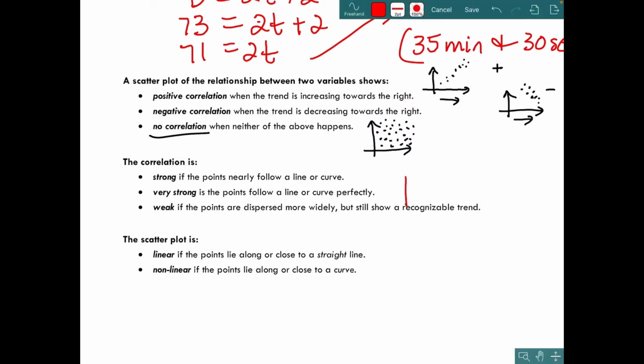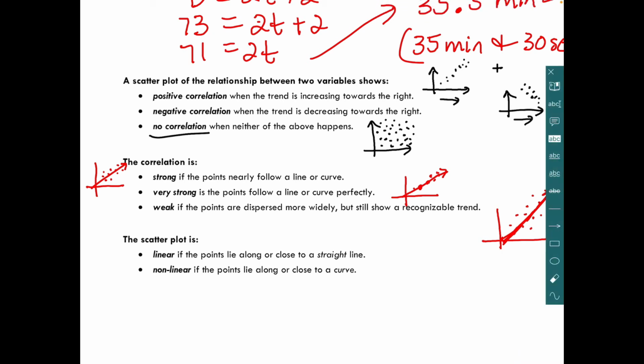So very strong would be something like this. The points are, there's a bunch on the line maybe, and then they're pretty close to it. Strong might be over here where we'd see that it's definitely showing us a pattern. And weak would be something more over here where, again, we do see that we're increasing, but they're not as close to the line when we draw our line.